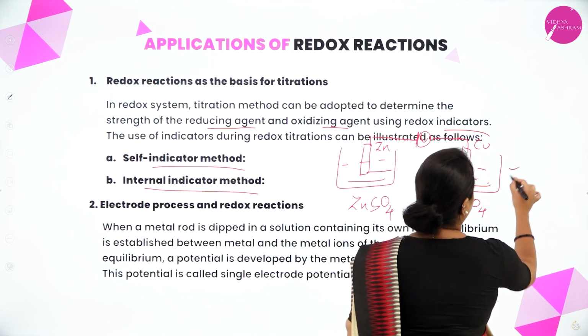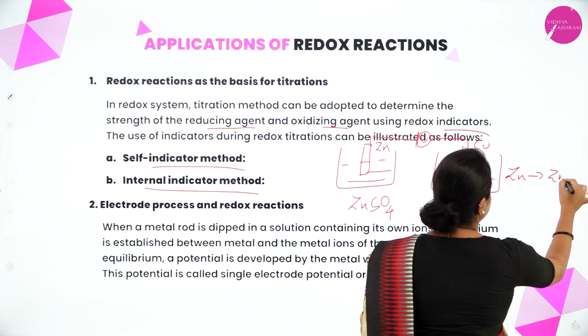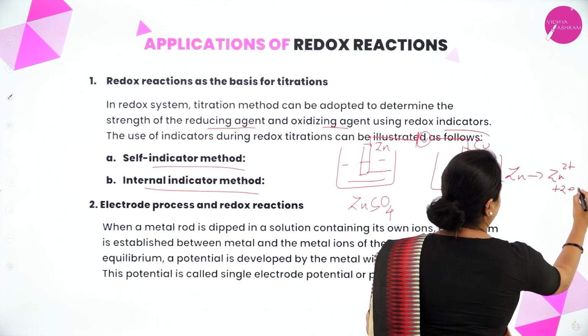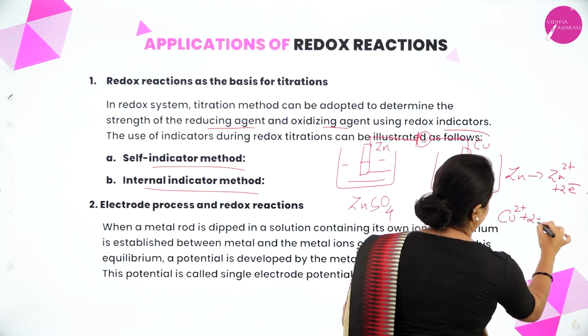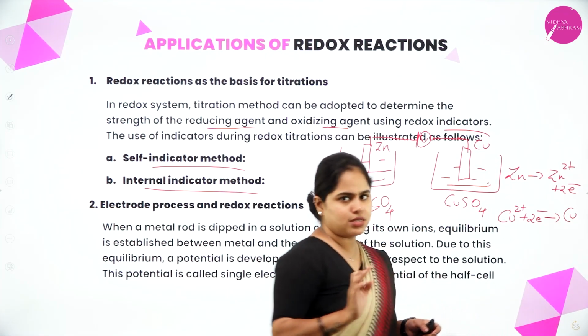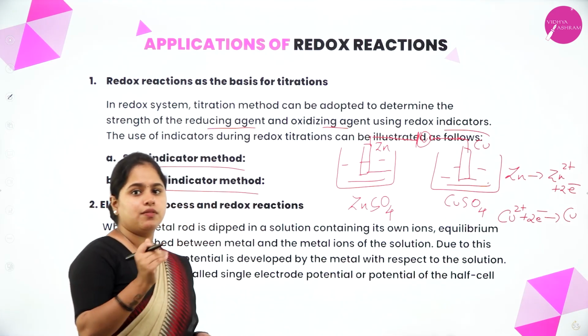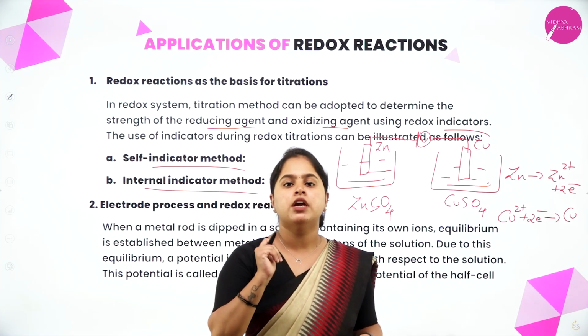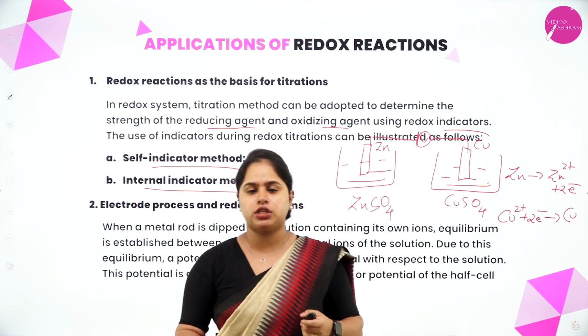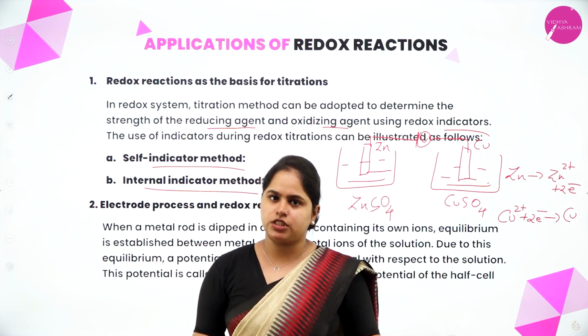So in the anode what happens is zinc gets oxidized to Zn2 plus by releasing 2 electrons, and in the cathode copper 2 plus ions will accept these 2 electrons and form copper. So this is what is happening, oxidation and reduction will take place. That is why, simultaneously it is taking place, so it is a redox reaction, right? So because of this oxidation and reduction taking place, there will be a potential which is developed.